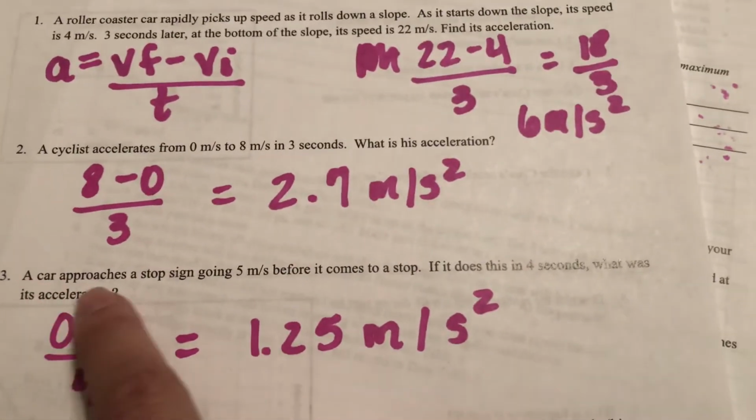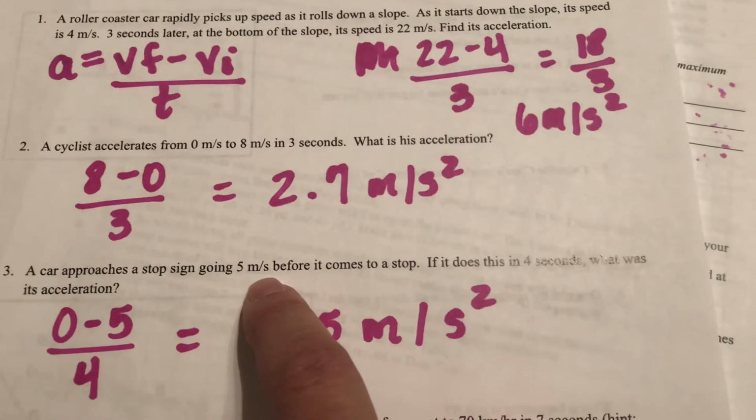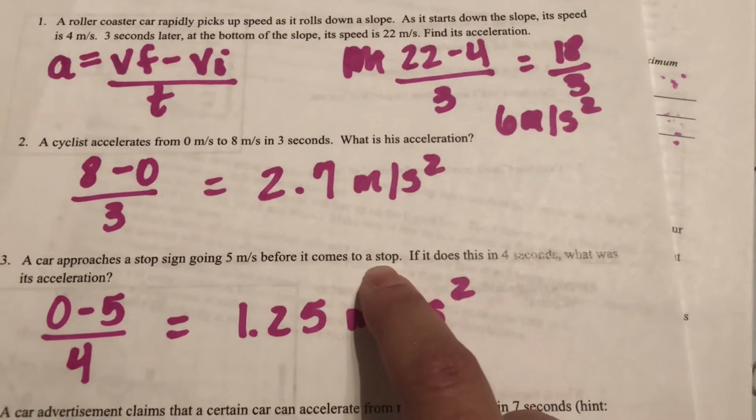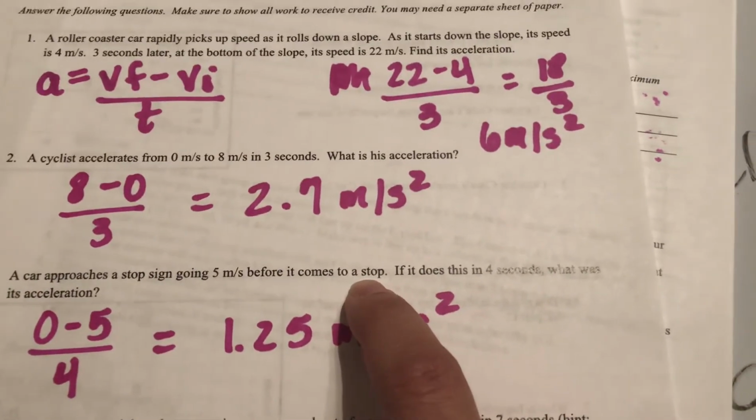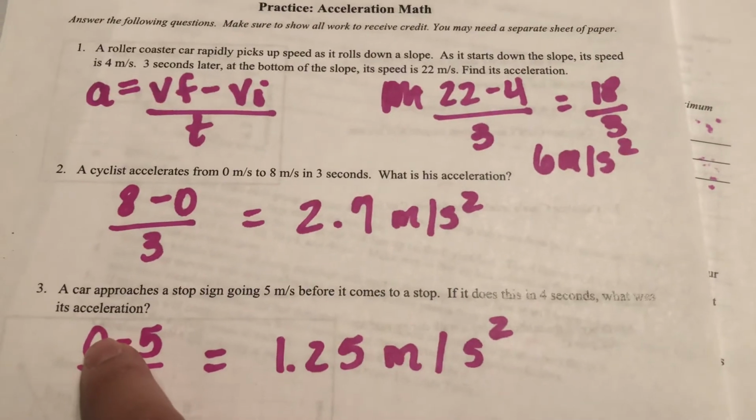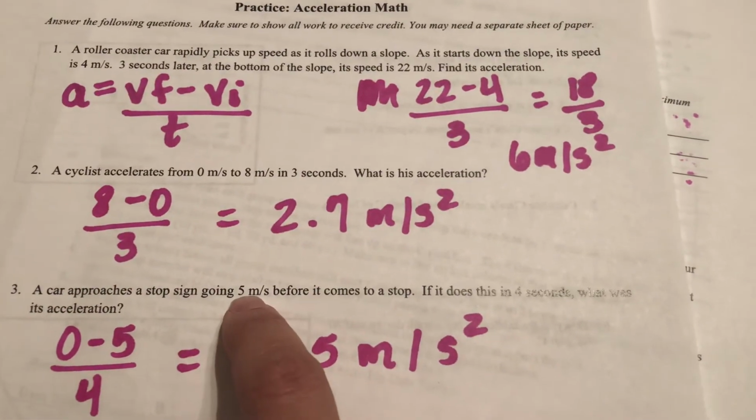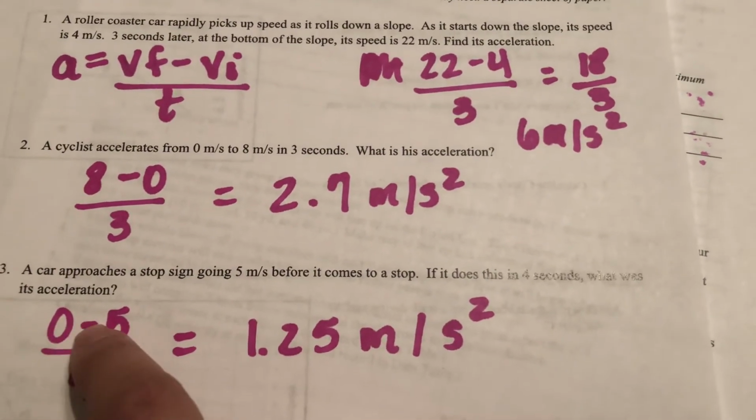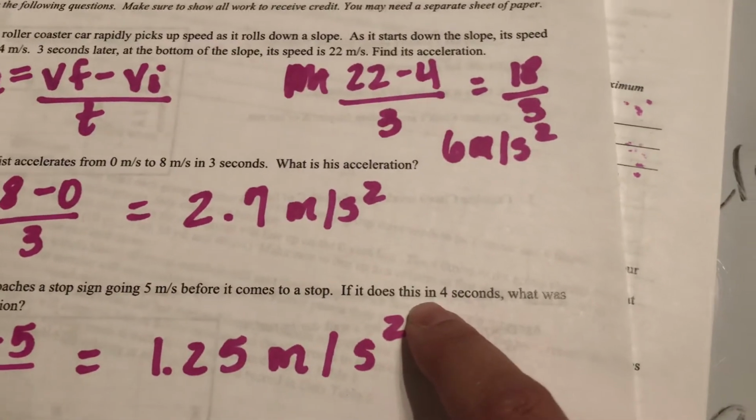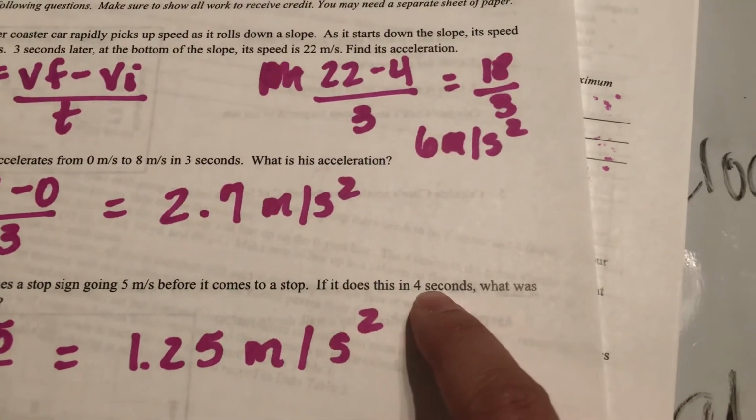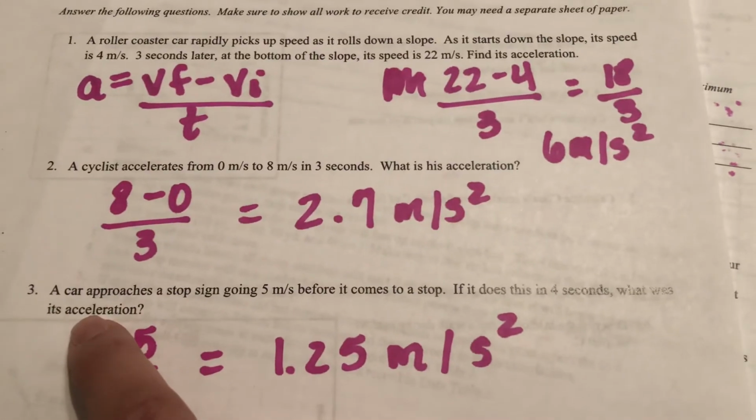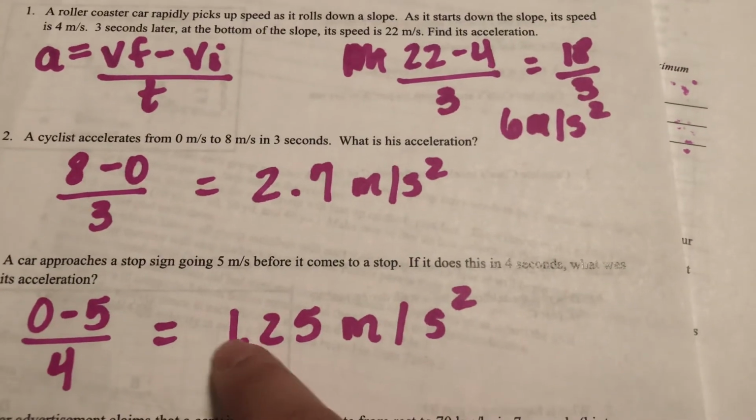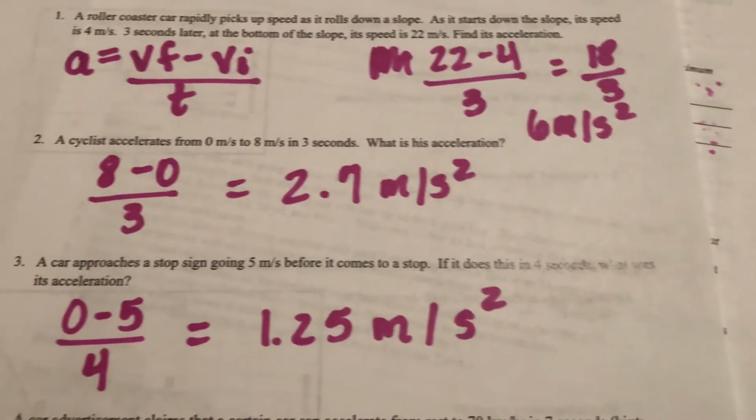Okay, number 3, a car approaches a stop sign going 5 meters per second before it comes to a stop. If it's coming to a stop, that is its final number, so final is going to be 0. If it's approaching going 5 meters before it stops, that is its initial, so 0 minus 5. If it does this in 4 seconds, what was its acceleration? So I do 0 minus 5 divided by 4 equals 1.25 meters per second squared.